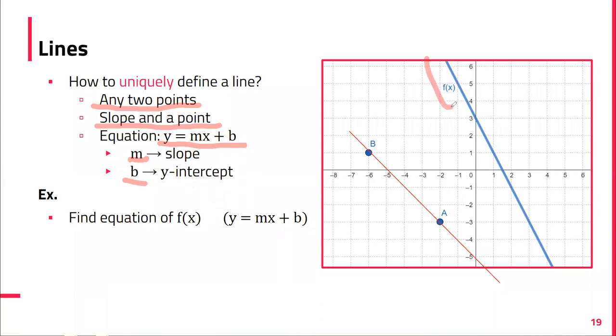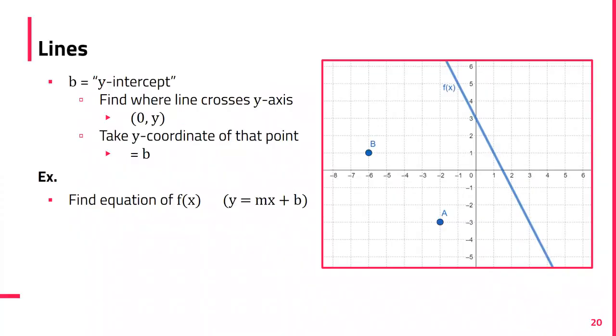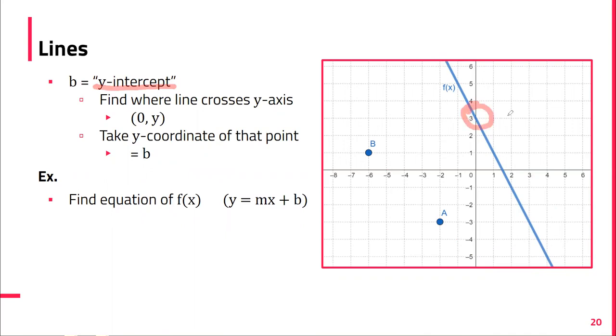So let's say we want to find the equation of this line, f of x. We'll start with the intercept. The concept of intercept, again, is just where our line is crossing the y-axis. So that's right here. What are the coordinates of this point? It's 0, 3. By definition, if it's a y-intercept, if it's a point on the y-axis, then the x value will always be 0. So if it's not 0, then it's not a y-intercept.